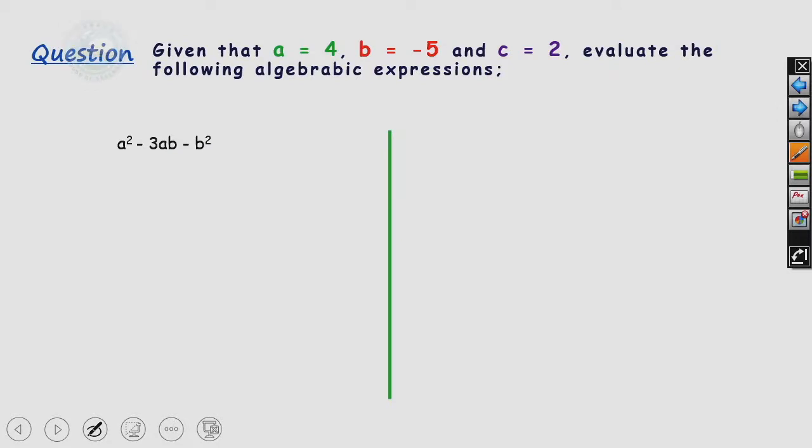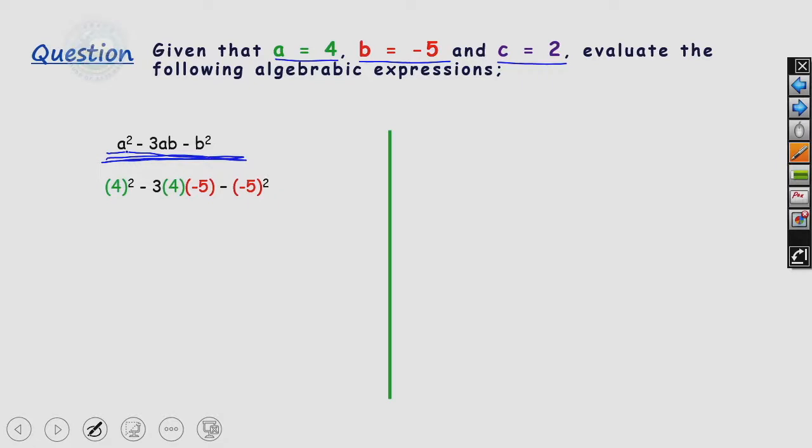Look at another example. Given that a is equal to 4, b is equal to minus 5, and c is equal to 2, evaluate the following algebraic expression: a squared minus 3ab minus b squared. How do we do that? Again, remember that a is 4, b is minus 5, and c is positive 2. We are to rewrite this algebraic expression, replacing every single variable by the number that it represents.